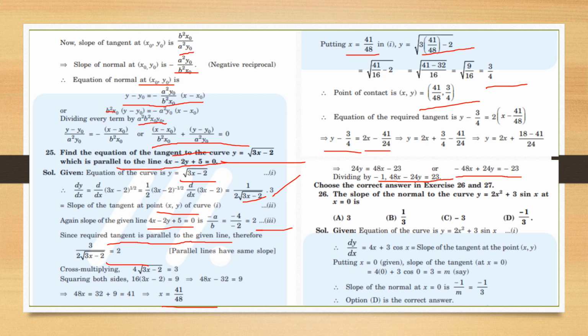Number 26: find the slope of the normal to the curve at x equal to 0. You have to check out the correct option. For the slope of the normal, I'll first find the derivative, which is 4x plus 3 cos x. This is the slope of the tangent at point (x, y). Now putting x as 0, the slope of the tangent is 4 into 0 plus 3 cos 0, that is 1. So it is just 3, and this is the slope of the tangent. So what is the slope of the normal? Negative reciprocal, so it is minus 1 upon 3. That means D is the correct option.